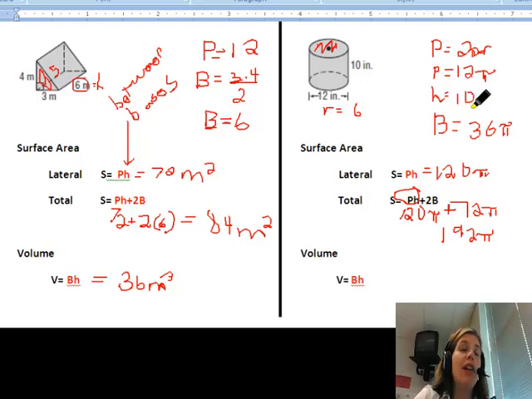Okay. All right, volume. Volume is big B times H, still like it was. Okay, so my area of the base was 36 pi, and I want to multiply that by 10. And guys, I know some of us get confused when we throw that pi in there, but all you're doing is leaving pi alone and multiplying the numbers. My height was 10, so this comes out to 360 pi.